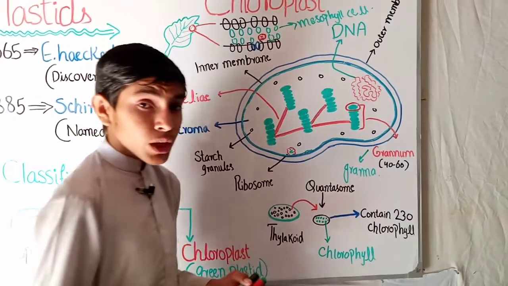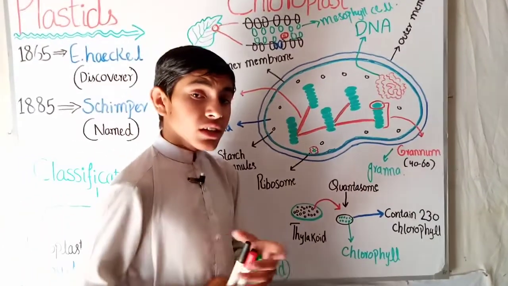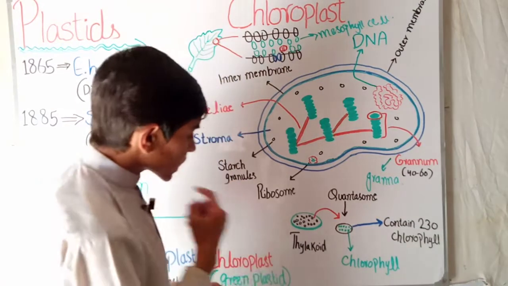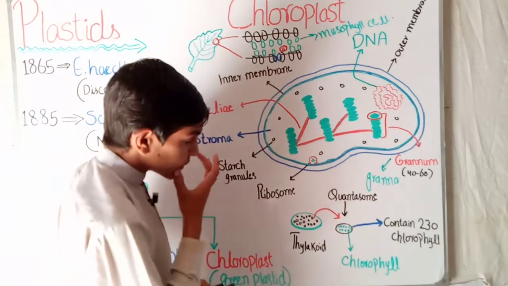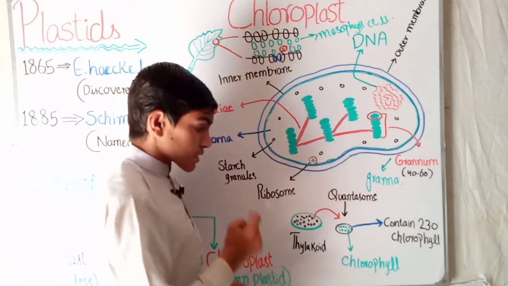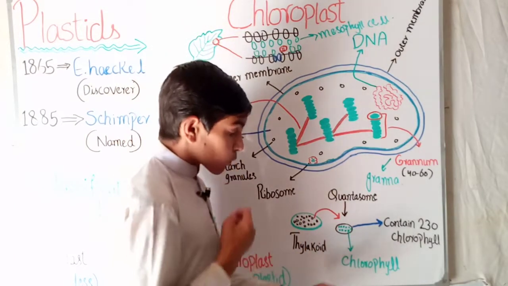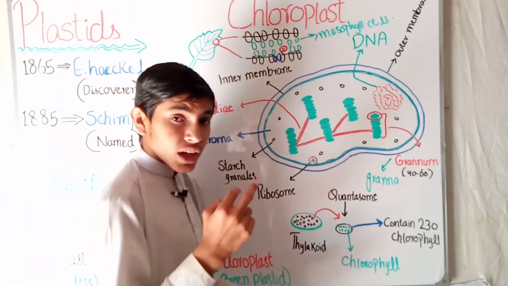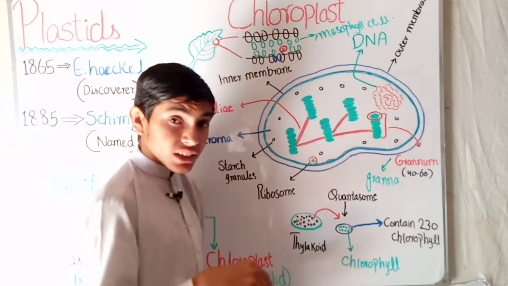And the second duty of chlorophyll is that it is involved in the light reaction. Now we will come back to the thylakoid. In the thylakoid there are three types of cell present. One type is the chlorophyll, the second one is the electron acceptor, and the third one is the electron carrier.